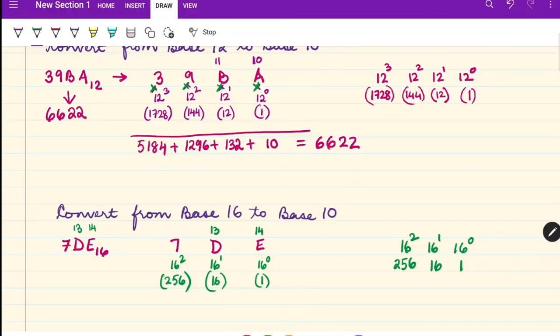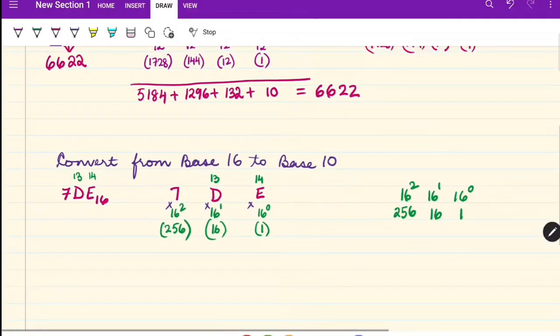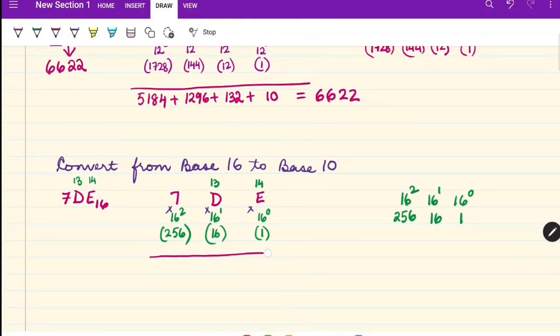So we have to do the multiplication here. 7 multiplied by 256, D multiplied by 16, and E multiplied by 1. That's how it's going to be. So let's do the multiplication now at the bottom here. 14 multiplied by 1 is 14, correct? So I'm going to write 14.